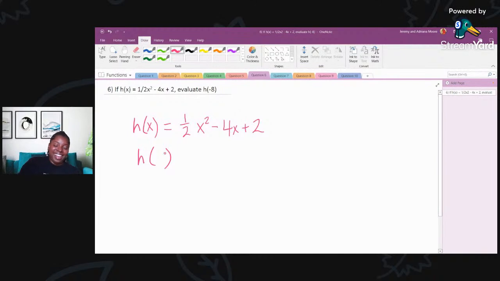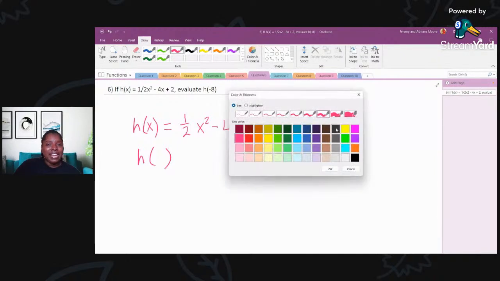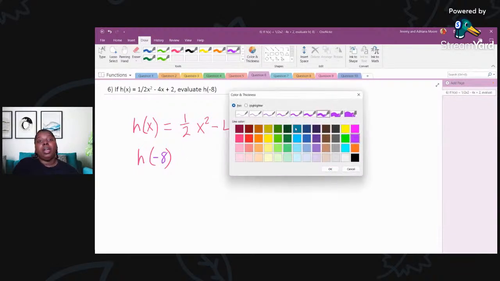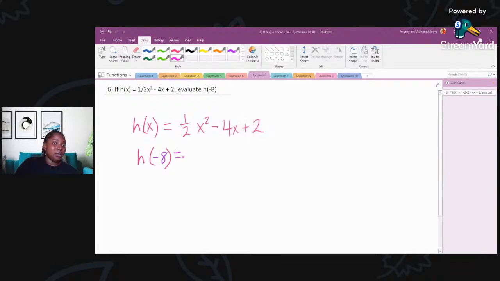Okay. All right. So h of negative 8. Oh, I'm trying to change the colors. That was ugly. There we go. Okay. So every time we see x, we're going to replace it with negative 8. All right, so here we go.